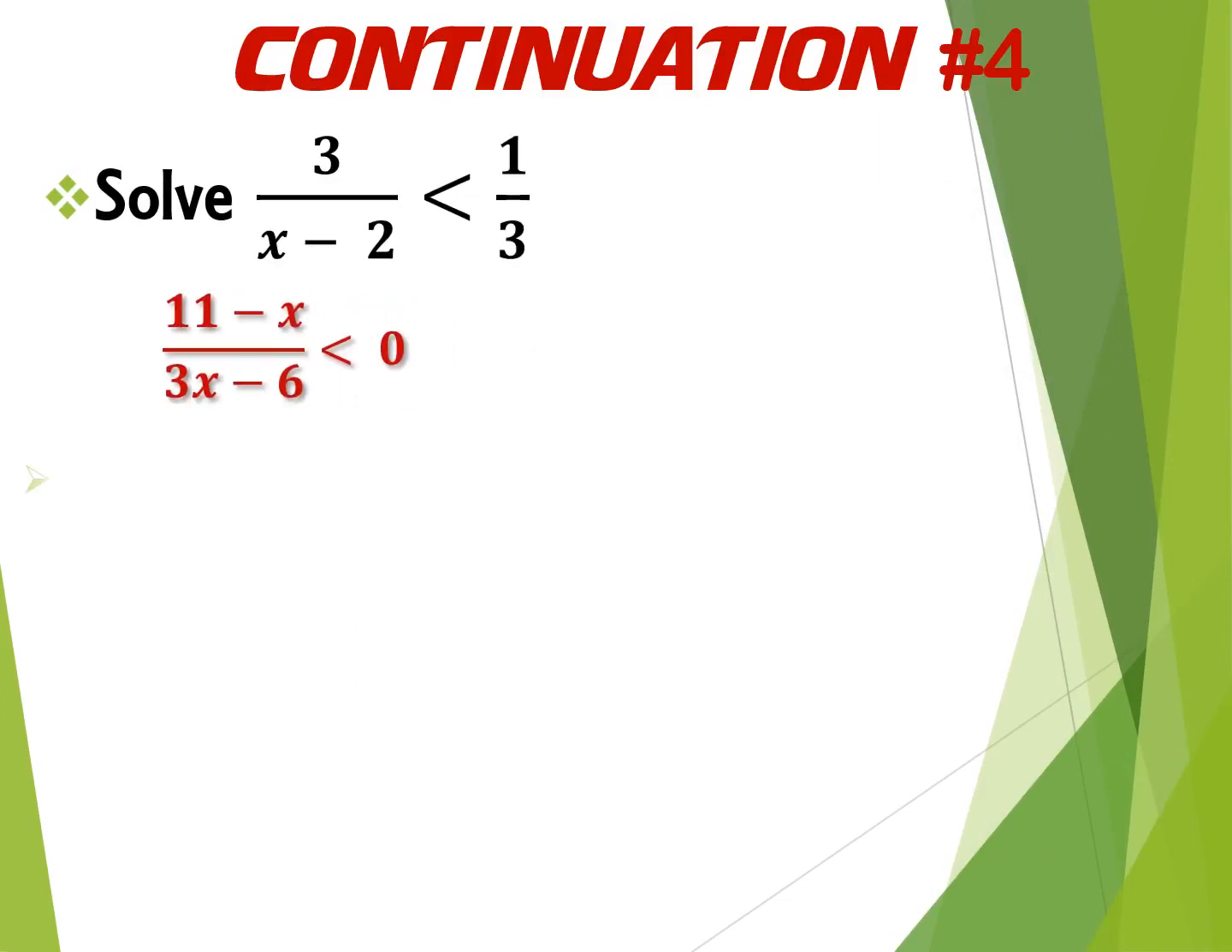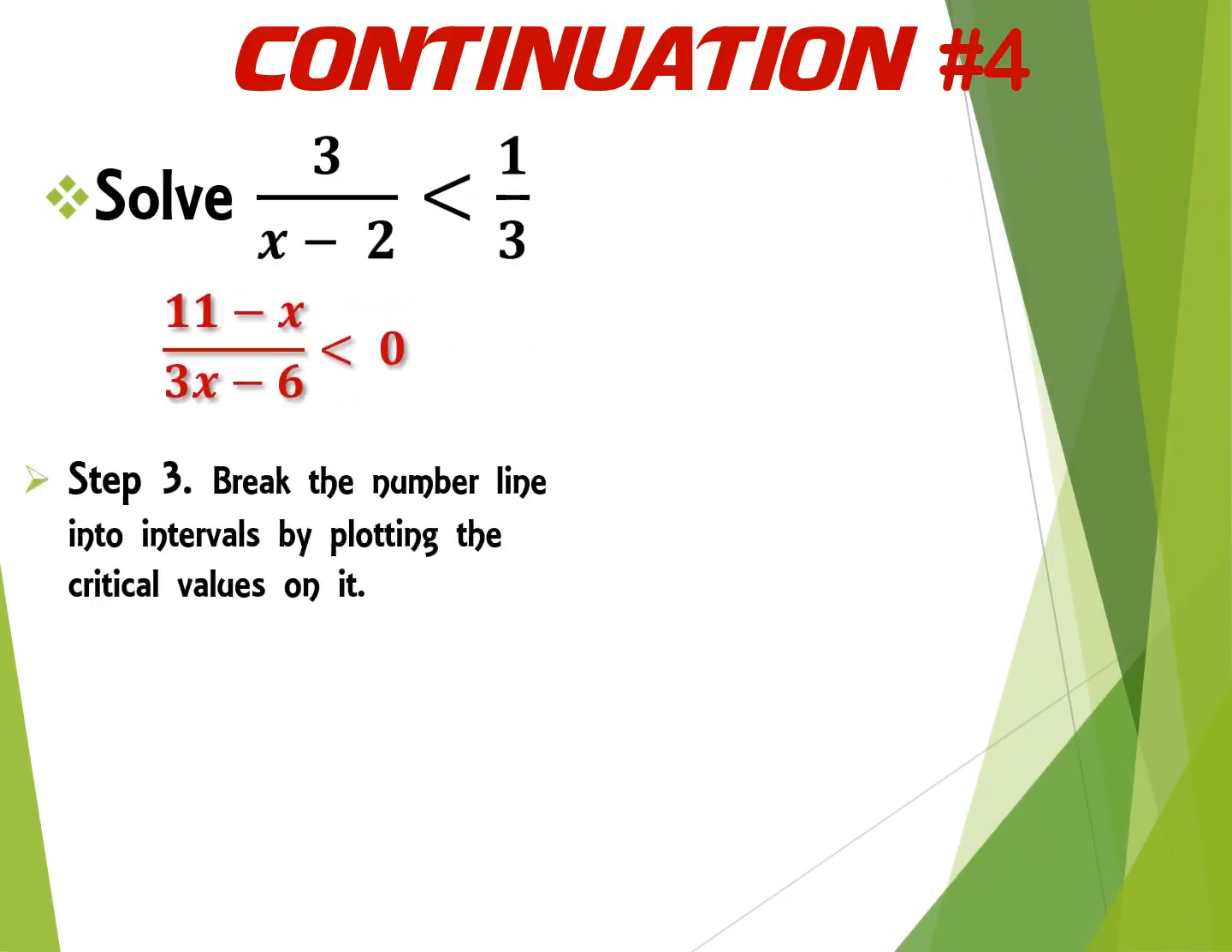Okay, let's have step number 3. So we have to plot now the critical values. For the numerator 11, you have a closed circle. So let's just put the 11 here. So that is closed, and then for 2, you will have an open circle. So we'll have 3 partitions.